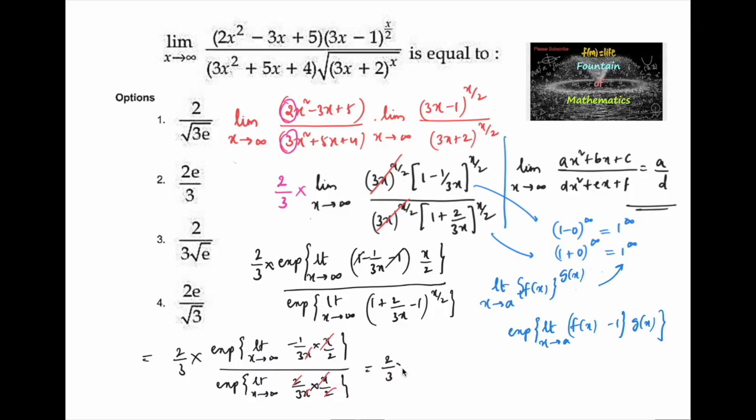So which is equal to 2 by 3 into e to the power of minus 1 by 6 divided by e to the power of 1 by 3. That is 2 by 3 into 1 upon e to the power of 1 by 3 plus 1 by 6. That is 2 by 3 into 1 upon e to the power of 3 by 6. That is 1 by 2. So that is 2 upon 3 root e, which is option C, option 3. Option 3 is the answer.